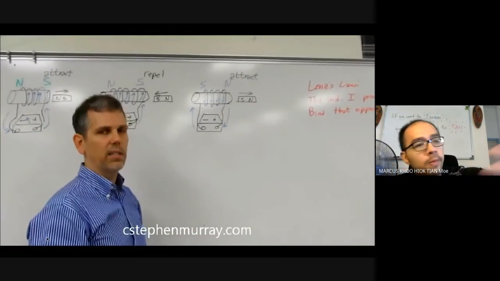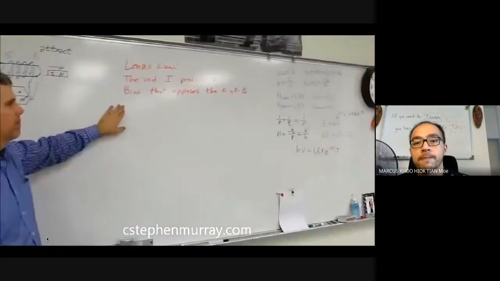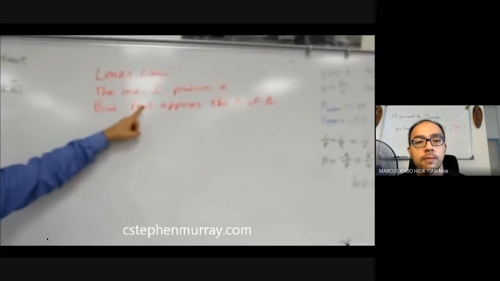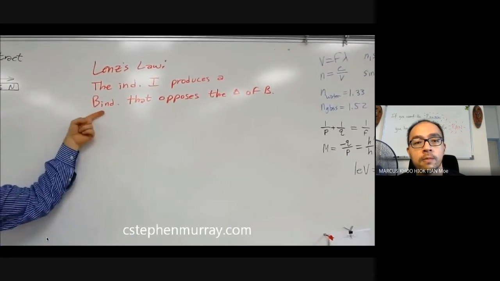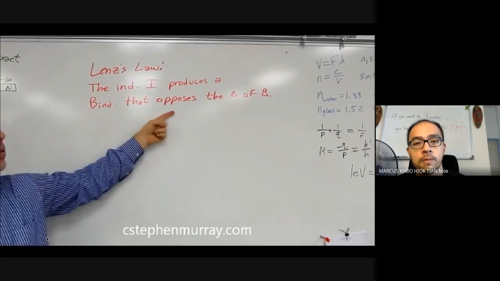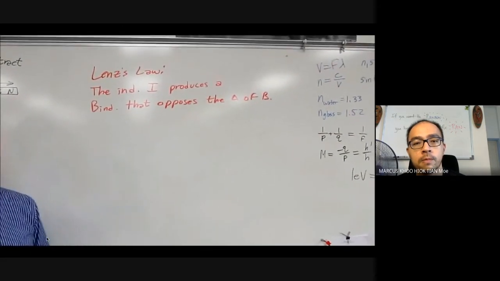This leads us to Lenz's law, which we have written in our physics kind of way. The induced current, I is current, just as we use in electricity, the induced current produces an induced magnetic field that opposes the change of magnetic field.